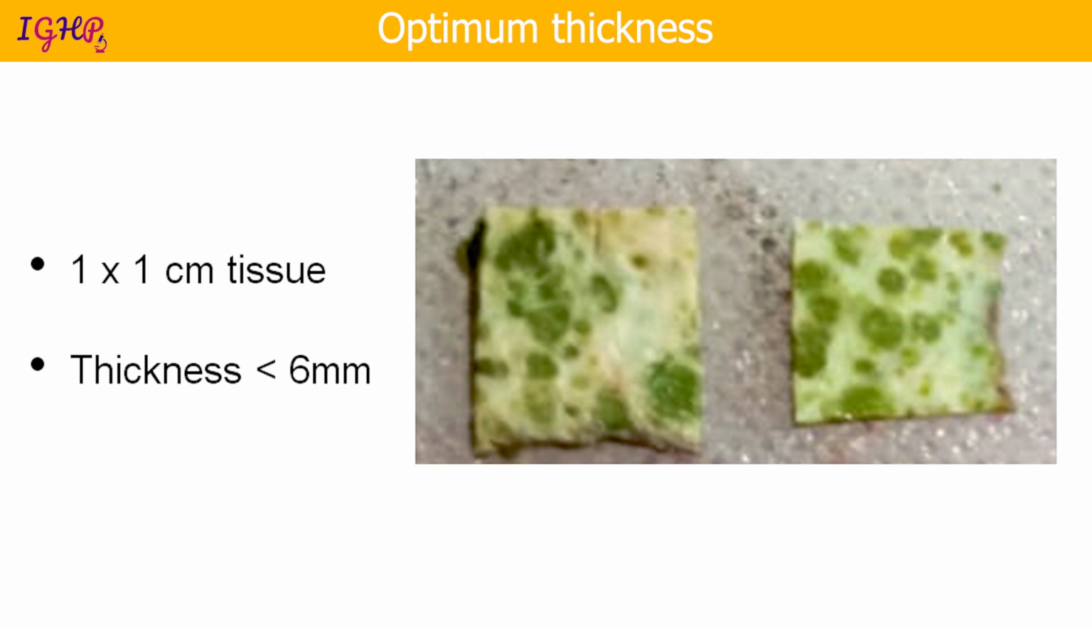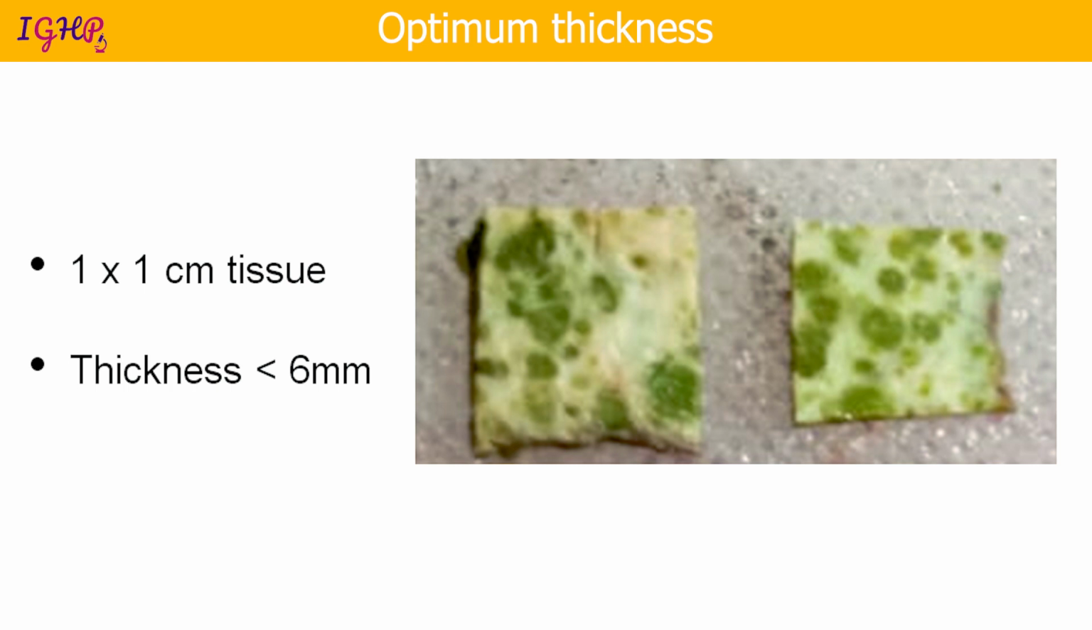Now the next question that arises: what is the optimum thickness of section that I take? Whether I should take 2 into 1 centimeter or 1 into 1 centimeter. The ideal size of the tissue should be 1 into 1 centimeter, like a square of 1, and the thickness should be less than 6 millimeter. The idea of taking a smaller thickness section is so that formalin can penetrate adequately. So when they cut their sections, the tissue is appropriately fixed.